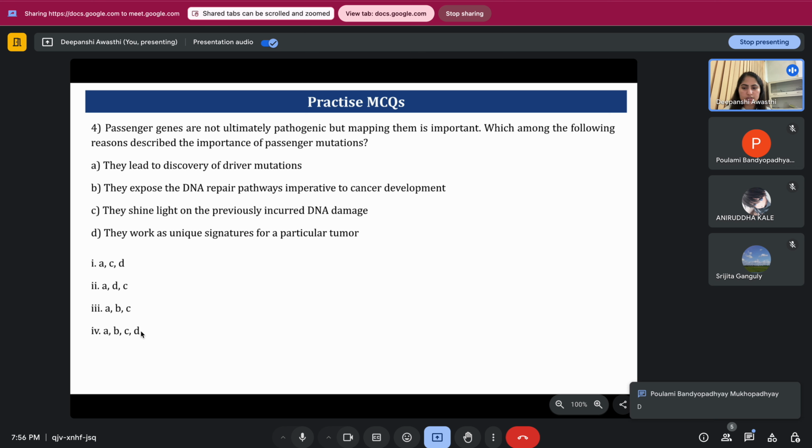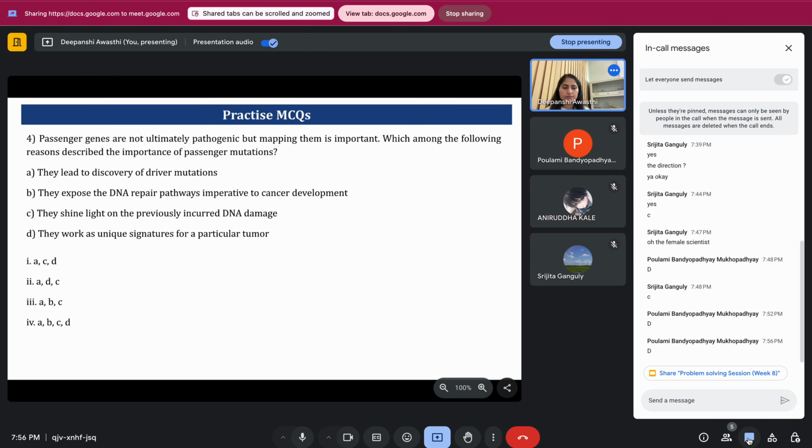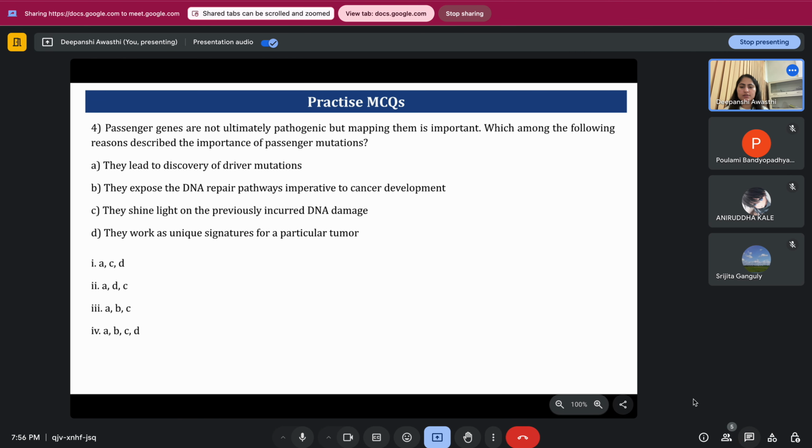Okay, Polemy has mentioned D. D means this four, right? All the A, B, C, D, or you are simply meaning D? All, okay. So what about others? Anyone else wants to guess anything?